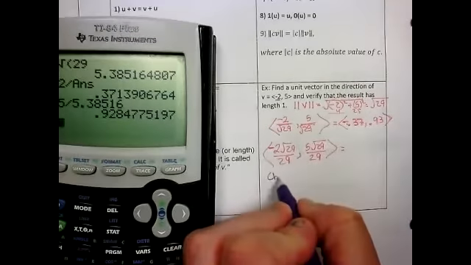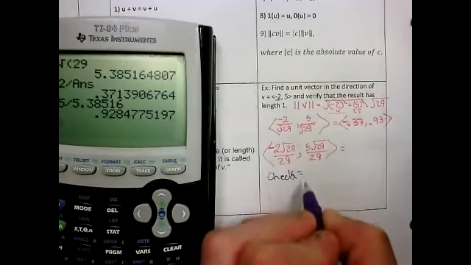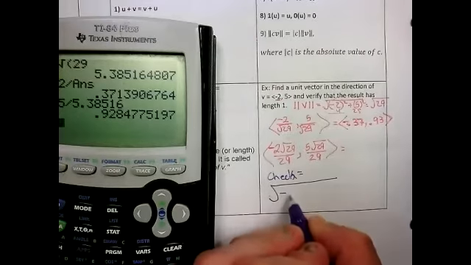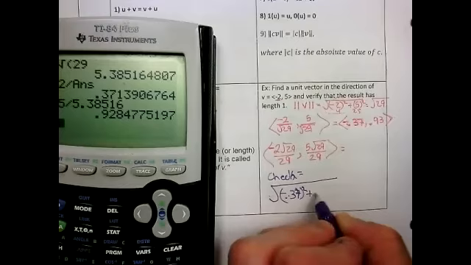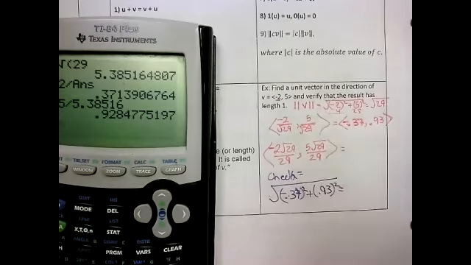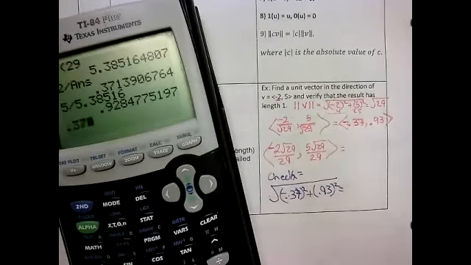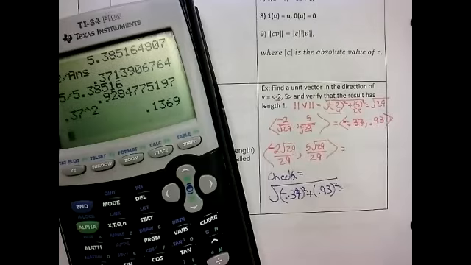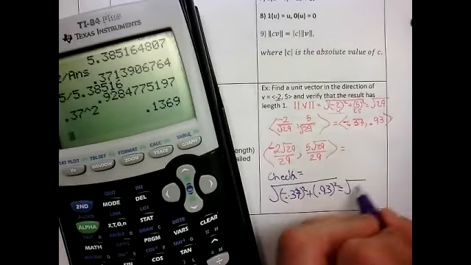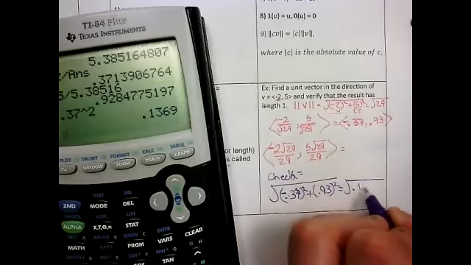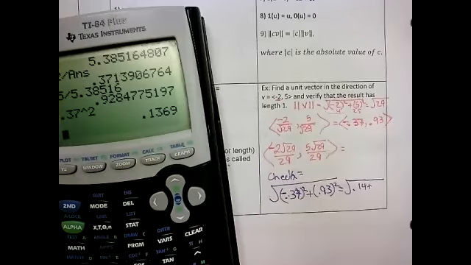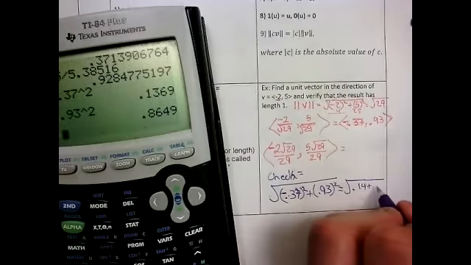To check it, I'm going to do -0.37 squared plus 0.93 squared. Remember, if you put the negative in there, and I don't usually because it's going to cancel out anyway, but if you do, make sure it's inside parentheses. So 0.37 squared is 0.14, plus 0.93 squared is 0.86.